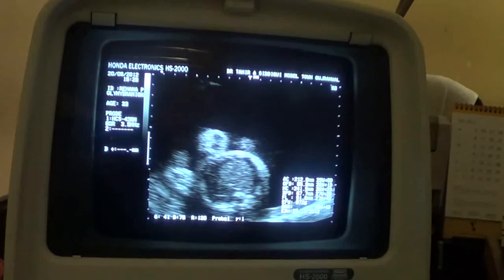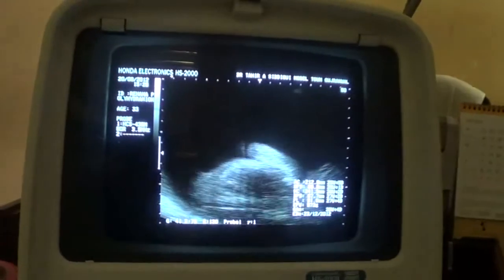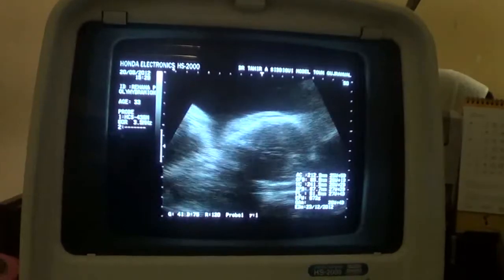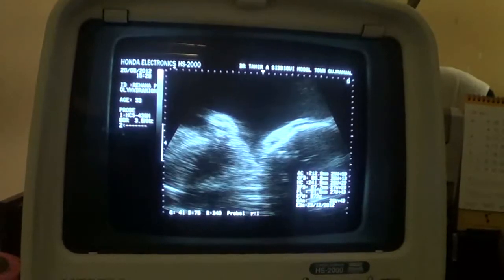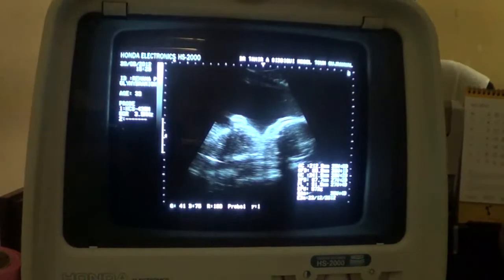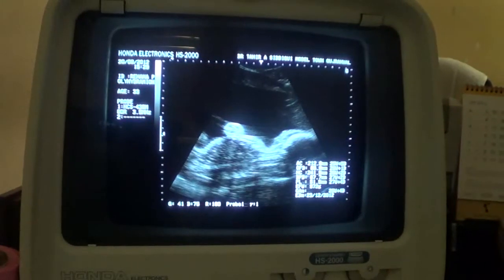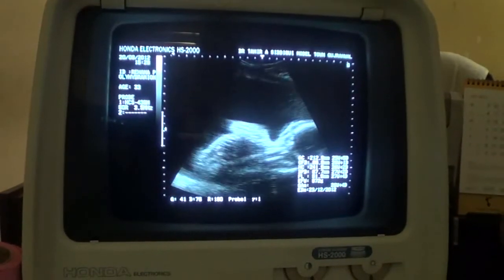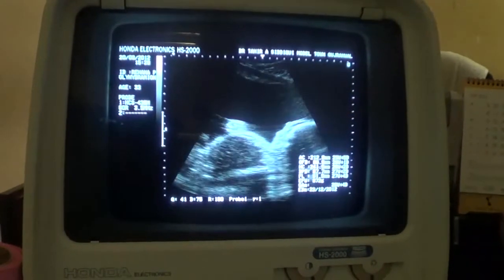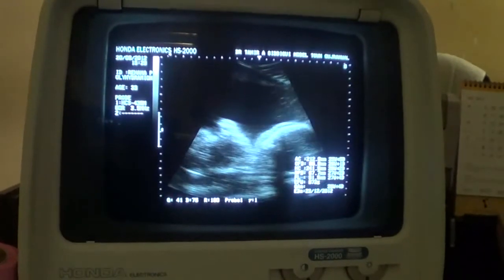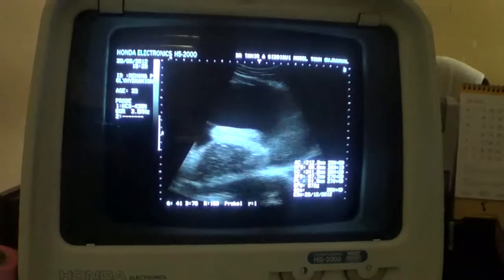The wall of the abdomen is so thick, there is no movement whatsoever in the fetus, and the fetal lie is transverse. This is a transverse fetal lie with absolutely no fetal movement. Transverse lie.